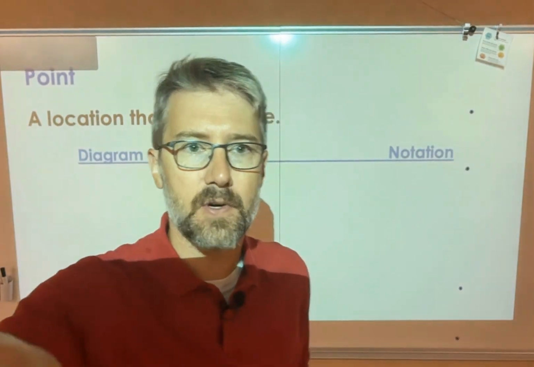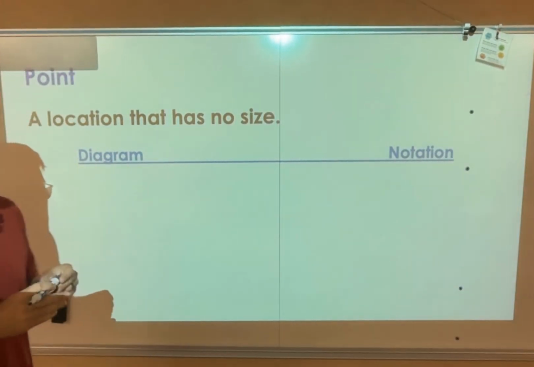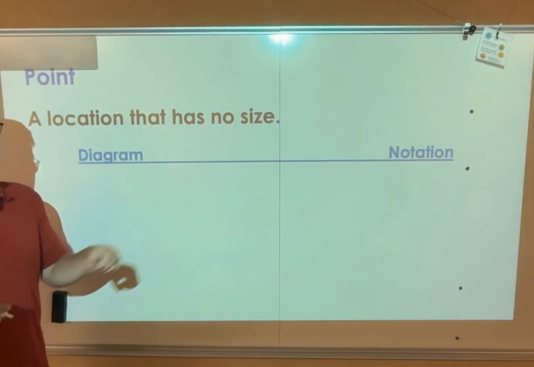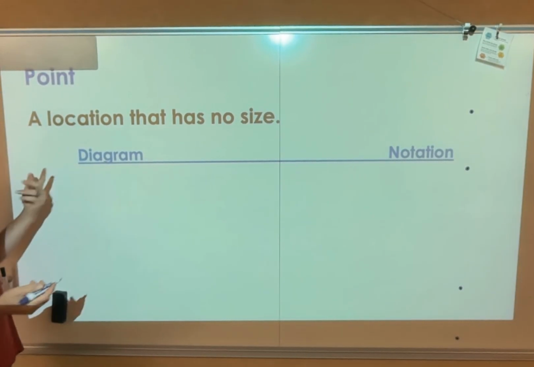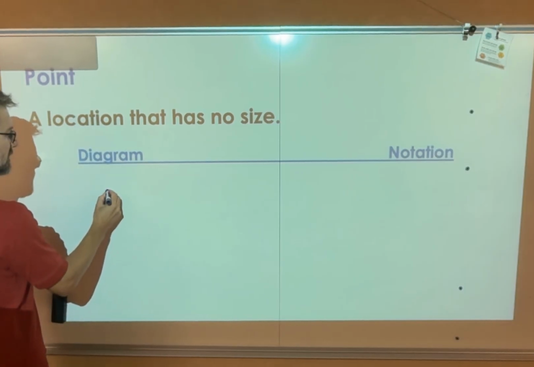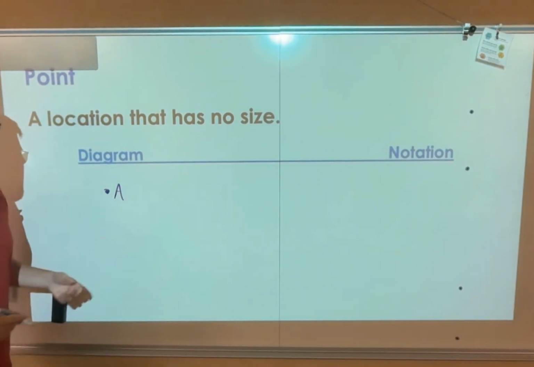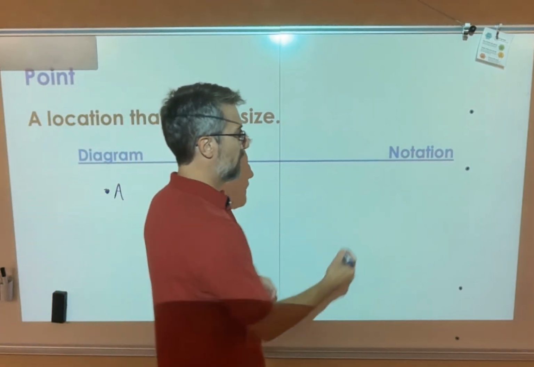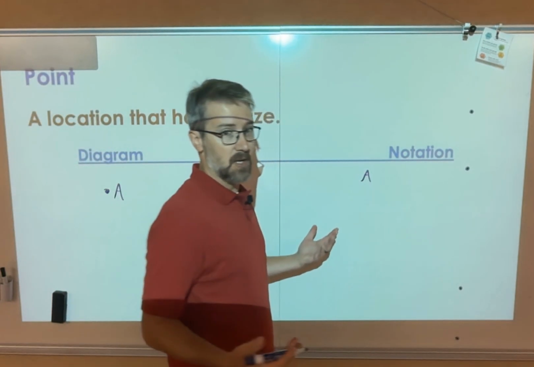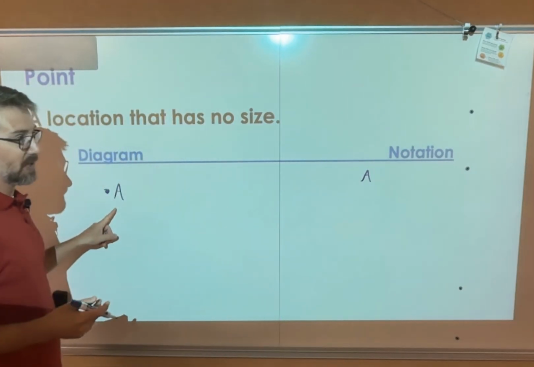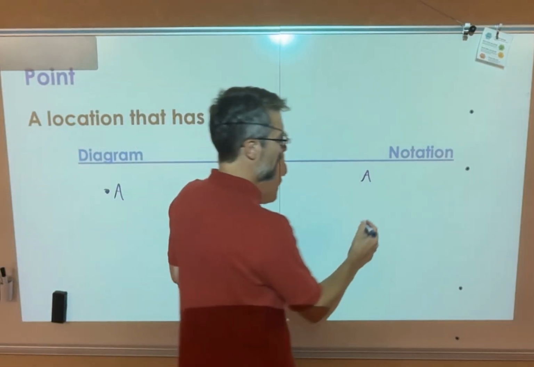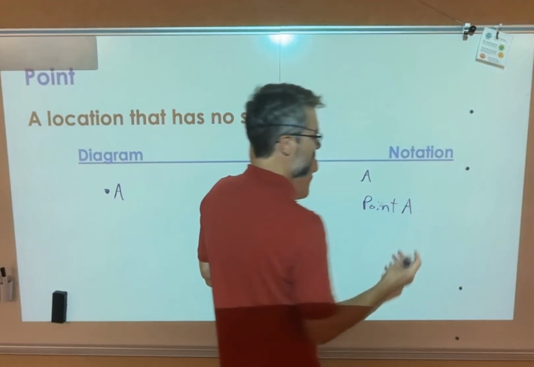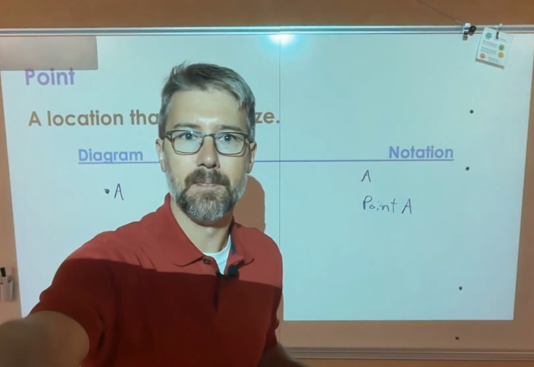All right, so first thing, a point. A point is a location that has no size. It is infinitesimally small. That's kind of a fun thing to say. The way the diagram would look, well, it's just a dot, and usually there's a letter by that dot to indicate what its label is. Our notation for that, really, we would just call it A. It's always going to be a capital letter. Also, we could call it point A. So point A, that would be the other way that we could show that one.